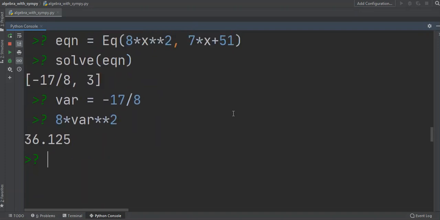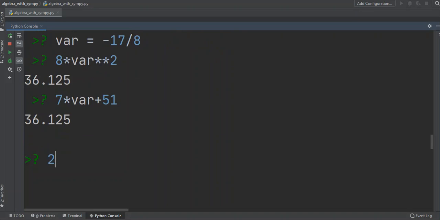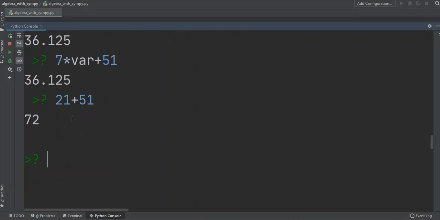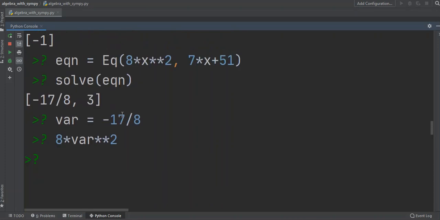The 3 will work here too. 8 times 3 squared is just 8 times 9, which is 72. And then 7 times 3 is 21, and 21 plus 51 is also going to get you 72. So it actually works very well. It's on both sides, as it should be, because the computer is a lot better at doing this than a human being, and it came up with these solutions in the blink of an eye. So that's perfect.